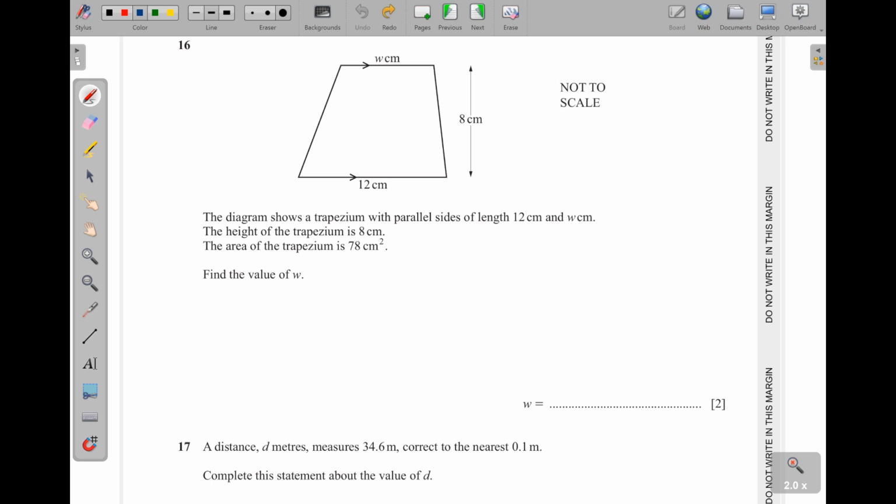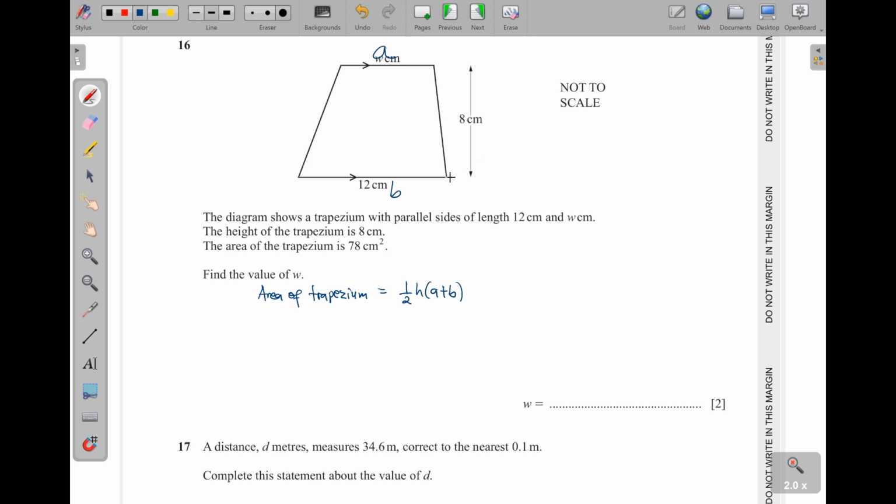Question 16. The diagram shows a trapezium with parallel sides of length 12 centimeters and W centimeters. The height of the trapezium is 8 centimeters. The area of the trapezium is 78 centimeters squared. Find the value of W. You know that area of trapezium is equal to a half, H into A plus B. Suppose this is my A and this is my B, and I get this same trapezium.